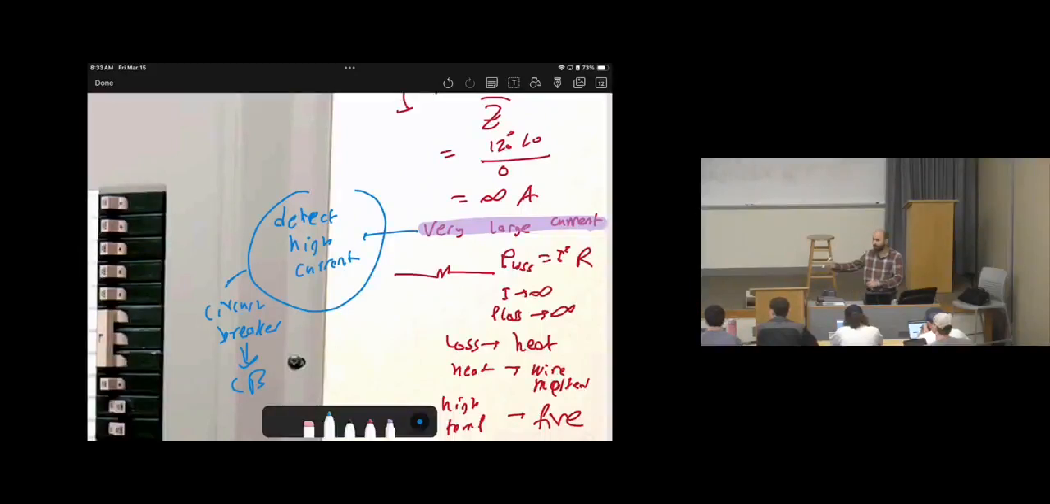It's not only for the manual switch on and off, but it will also work automatically to protect you from any problems that you have. So the circuit breaker detects the high currents. If there's a high current going on, it will be turned off. That's one job of the circuit breakers.